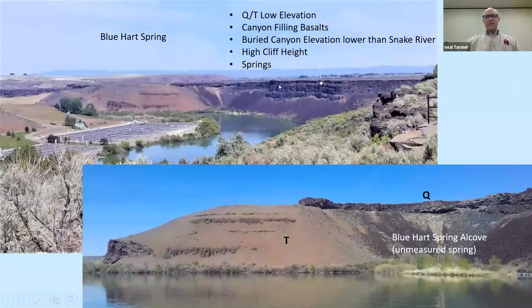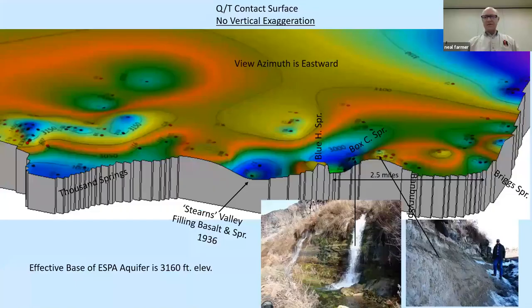This is a valley filling basalt, again, real high cliff face. And then over here, it becomes a very short cliff face of the same basalt because it's resting on top of the tertiary contact. So we have the QT with very short height in the cliff face. And Blue Heart Springs issues from down low, actually below river level at this location. So these valley filling basalts really become evident from henceforward.